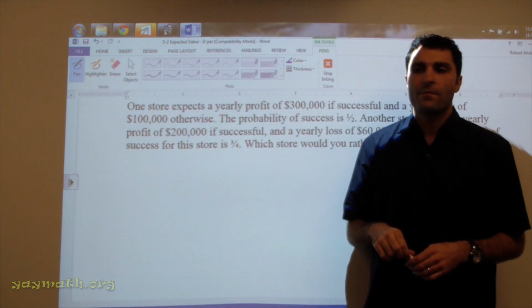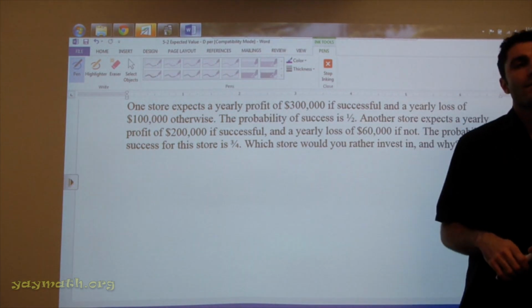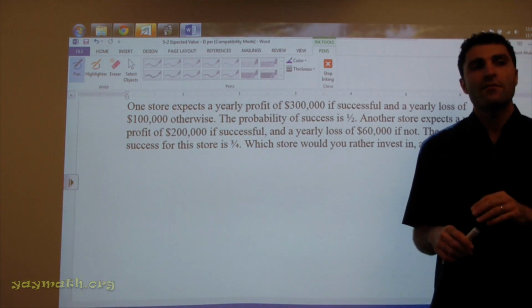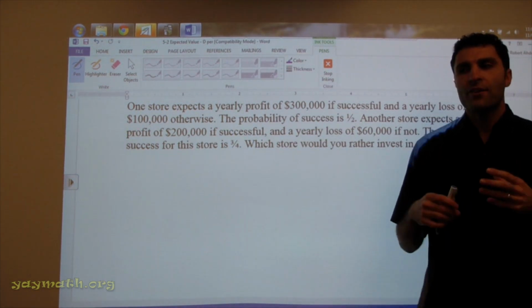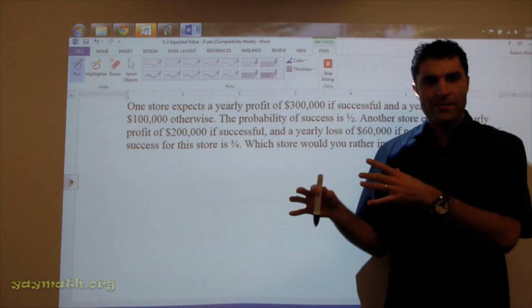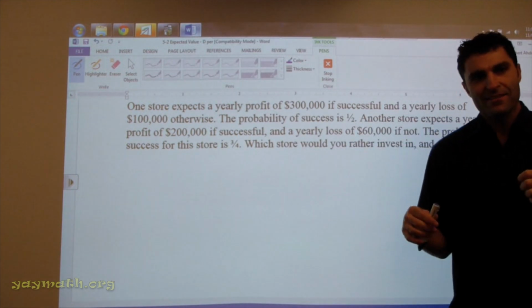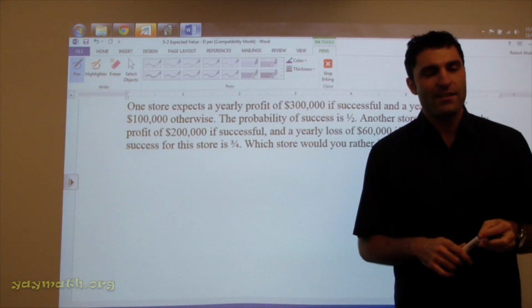We just need to find the expected value of each one. The probability I already know is 1/2 versus 3/4. What would the expected value give us? I know we're about to get it, but can you tell us? What do you say?